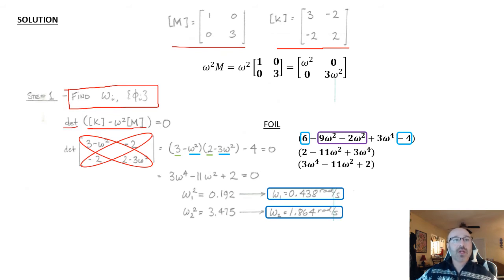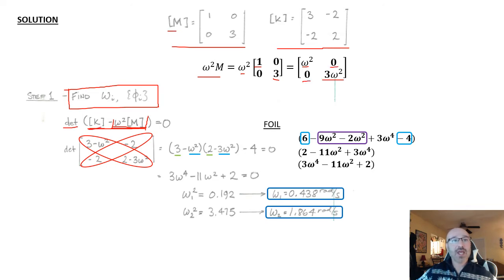So we want to plug in our K matrix here. We want to multiply through our omega squared by my M matrix. So I'm going to take a minute here and just go through this part. If we were to take an omega squared and multiply by our M, we end up with this relationship here. We multiply through by omega squared times our mass matrix, and what we end up with is this 2x2 matrix. We have omega squared, 0, 0, and 3 omega squared.